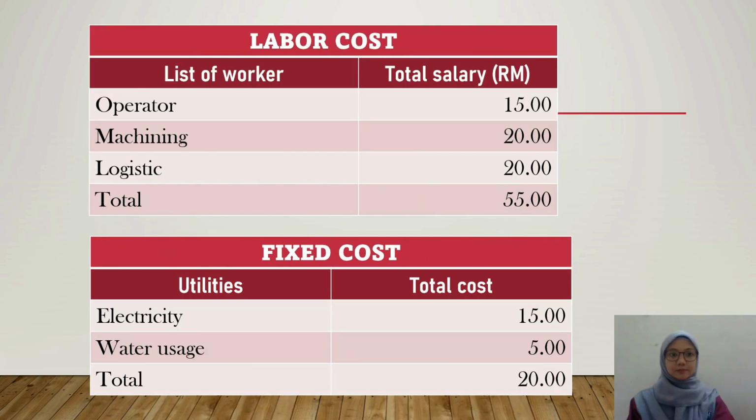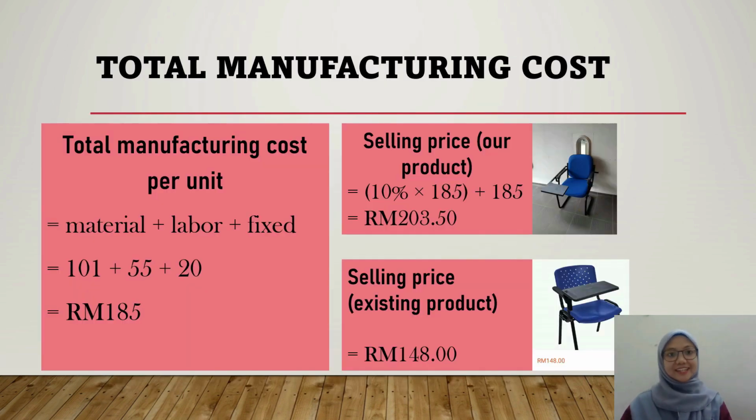Next is labor cost. Because our product is simple and does not have any complex design, the total labor cost is not too high. It is only RM55. After that is fixed cost to produce our product. The utilities that we use are only electricity and water. So the total fixed cost is only RM20. The last slide for cost analysis is total manufacturing cost. Total manufacturing cost is the sum of material cost, labor cost, and fixed cost. Total manufacturing cost for our product is RM185.